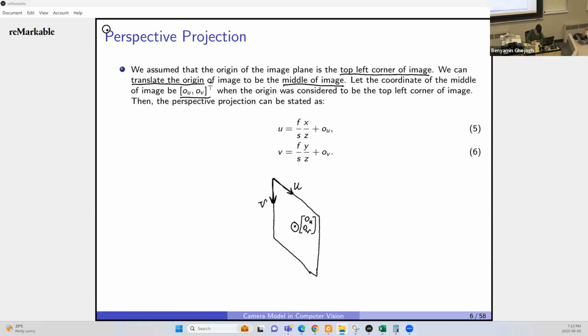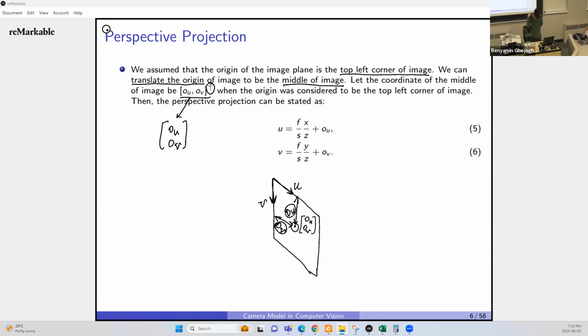When I have this, it means transpose, because I usually consider vectors to be column vectors. That's why I put transpose, because it will be like this: OU and OV. So what do I mean by this? It means that here, this distance is OU in terms of pixels. This is OV. OU pixels here we have, and OV pixels we have here.